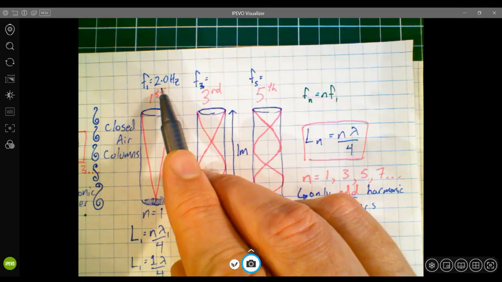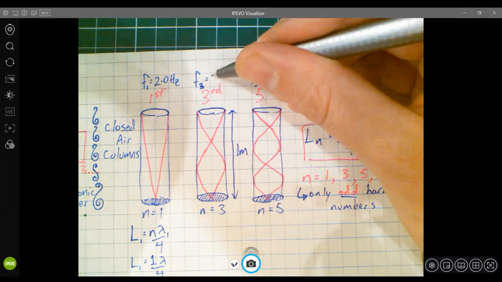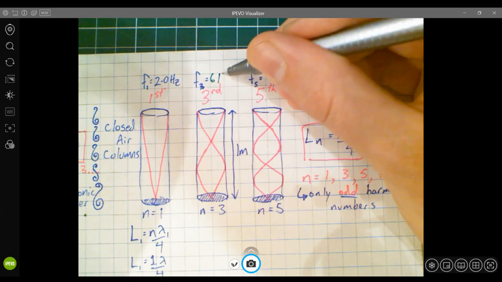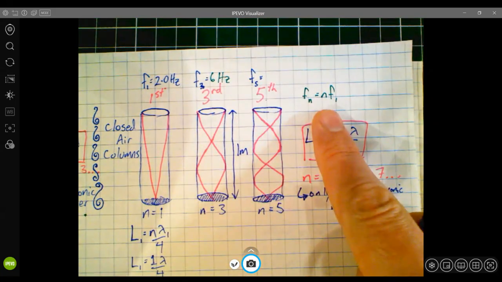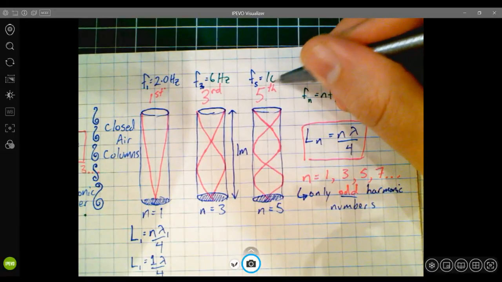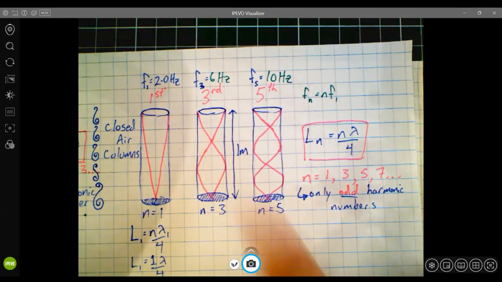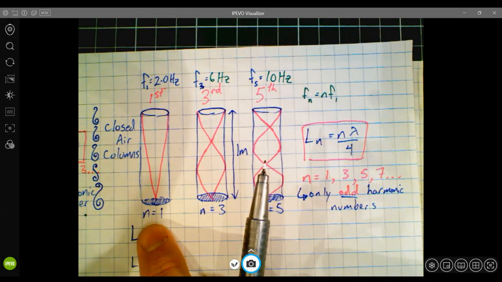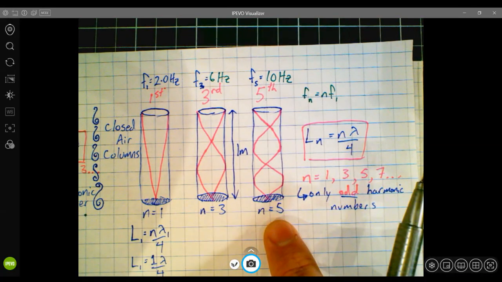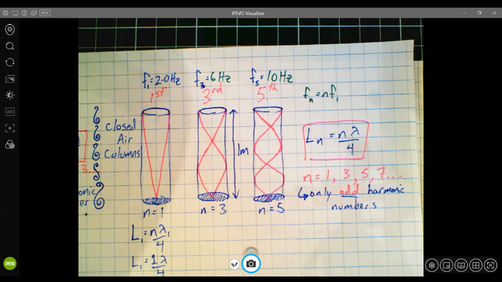So if F1 was 2 hertz, then F3 would be 3 times F1, 6 hertz. And the fifth harmonic would be 5 times F1, 10 hertz. 5 times 2 is 10. 3 times 2 is 6. Okay, so harmonics n equals 1, n equals 3, and n equals 5. And go back to the notes to get clarification on why we only have the odd harmonics.